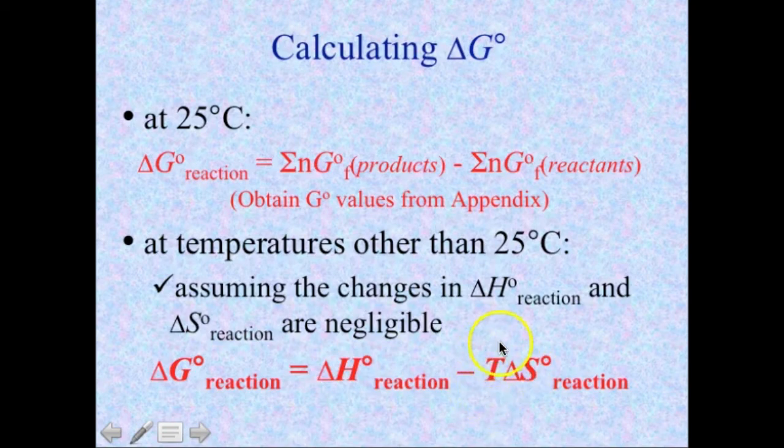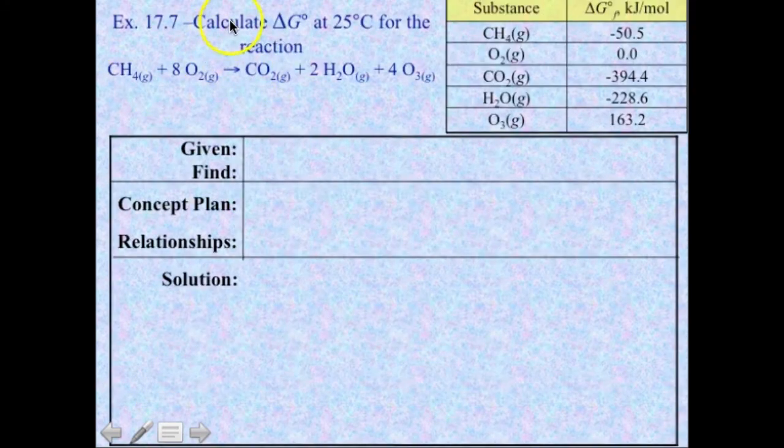The temperature is going to change, and you'll get a pretty good approximation of what the free energy is going to be at that different temperature. Okay, let's see if you can calculate the free energy change at 25 degrees for the reaction of methane and oxygen forming carbon dioxide, water, and ozone. Turn your playback off, try it, and then come back.